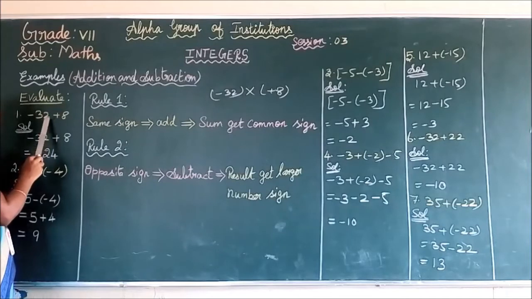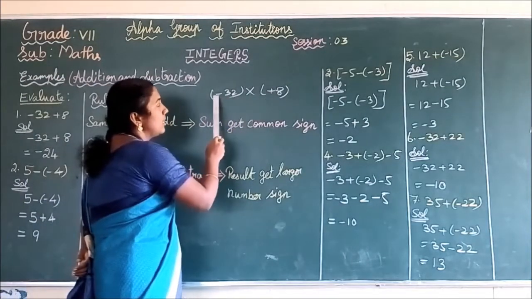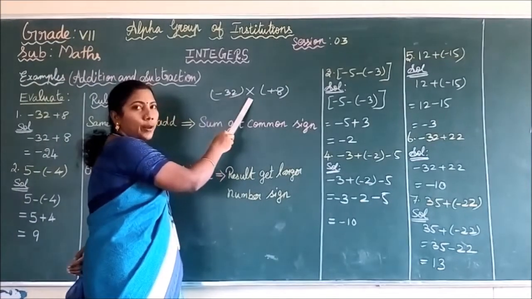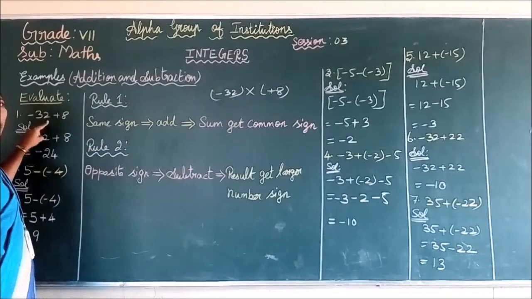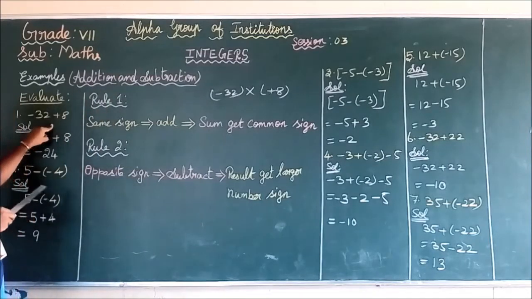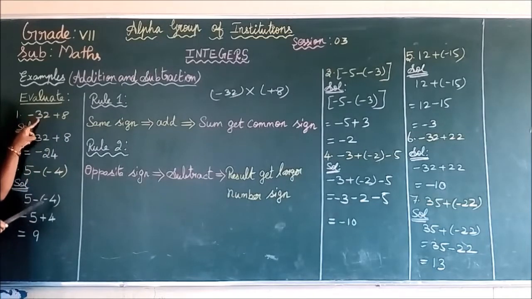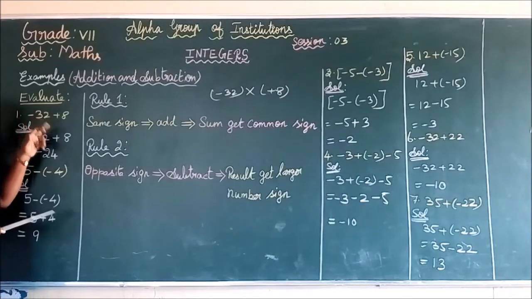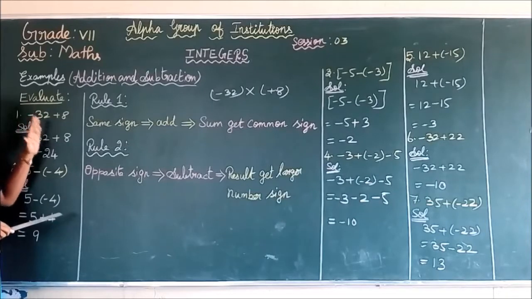It is in the process of addition and subtraction. It's clear, children? If it is a multiplication sum, within the two integers they give the multiplication symbol. But here you are seeing the symbol plus, so it is not a multiplication sum. It comes under addition and subtraction. Okay, minus 32 plus 8. This is the question. What do we have to do? We have to evaluate. Don't think about whether it is an addition sum or a subtraction sum. Now we are going to evaluate this.